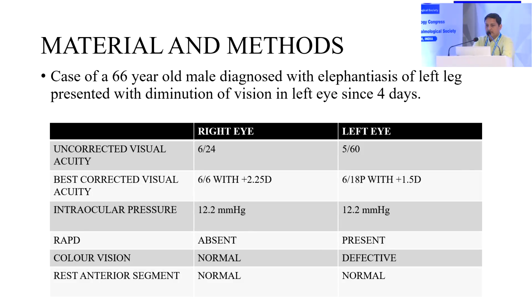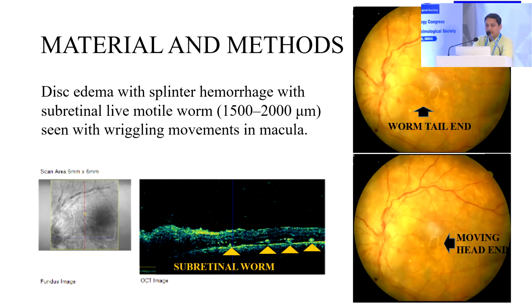This is a case of a 66-year-old male diagnosed with elephantiasis of the left leg, presented with diminution of vision in the left eye since 4 days. The uncorrected visual acuity was 6/24, improving to 6/6 in the right eye, and 5/60, improving to 6/18 partial in the left eye. RAPD was present, and color vision was defective in the left eye.